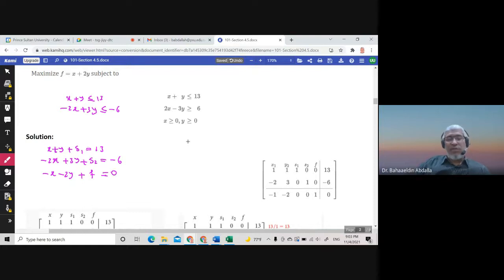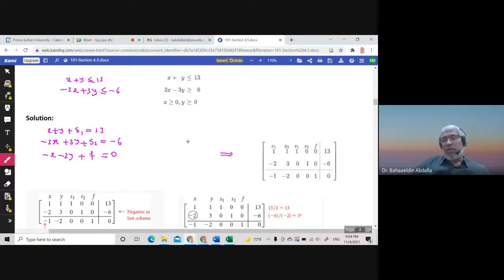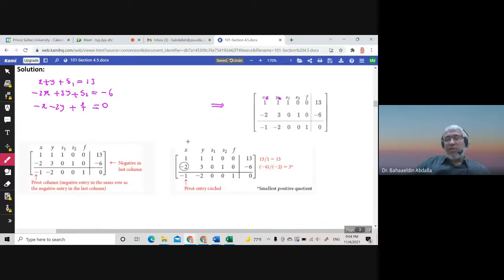So this is a maximization problem, but not in the standard form. And then we write the Simplex matrix. Coefficients of x, coefficients of y, and s1, s2, and f. Now we notice that we have a negative number here, negative 6.